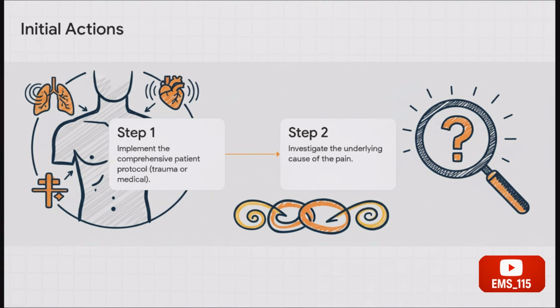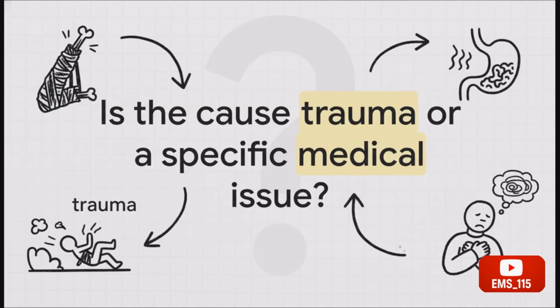And here's the thing you have to remember. Your first step is always to run your standard patient protocol, whether it's trauma or medical. You're looking at the big picture, A, B, C's, all that, while at the same time you're starting to figure out, okay, why is this person in so much pain? And that leads us to the first major fork in the road on this flowchart. This one question is going to decide which way you go next.